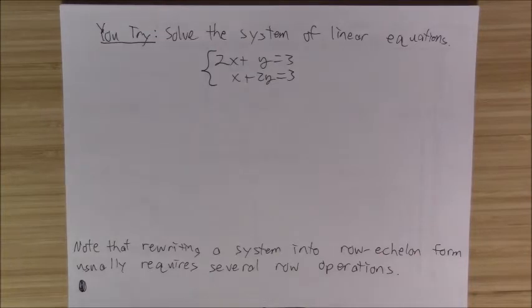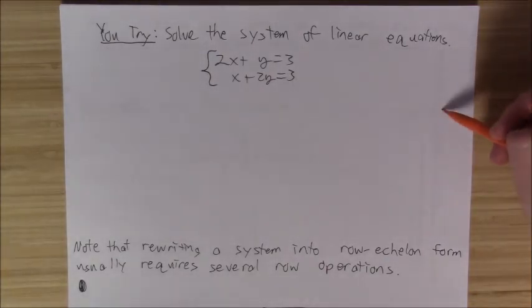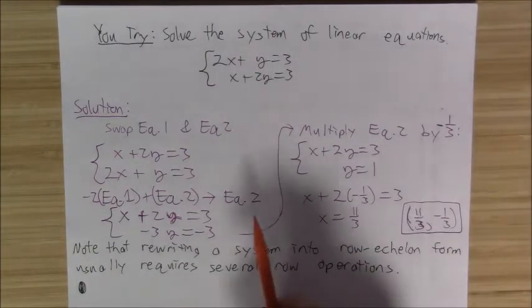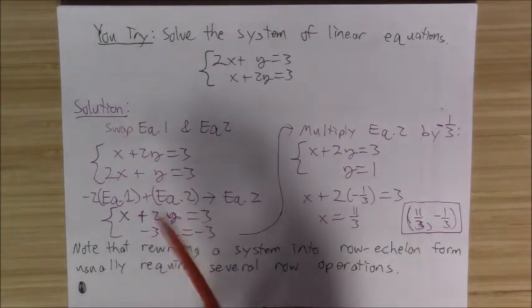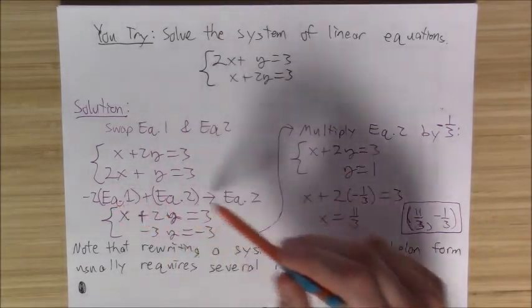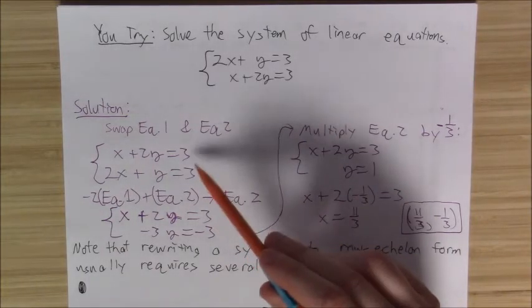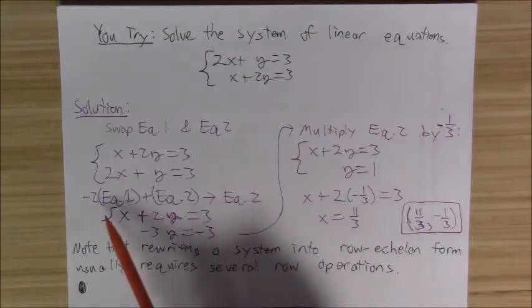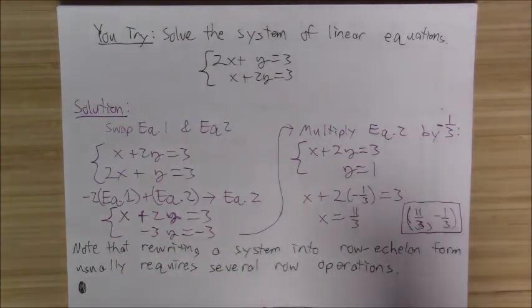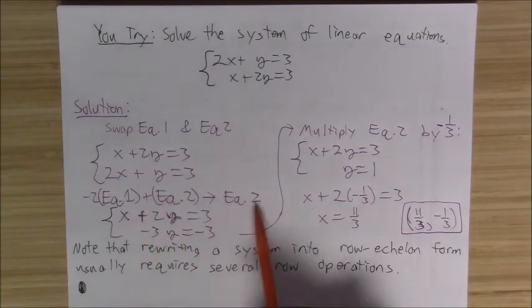Now it's time for you to try a problem. Go ahead and solve the following system of linear equations. On the count of 3, I will reveal the solution. 1, 2, 3. When you solve that system, you will see that first I swap to get an equivalent system. Then I add -2 times equation 1 to equation 2 to get a new equation 2.